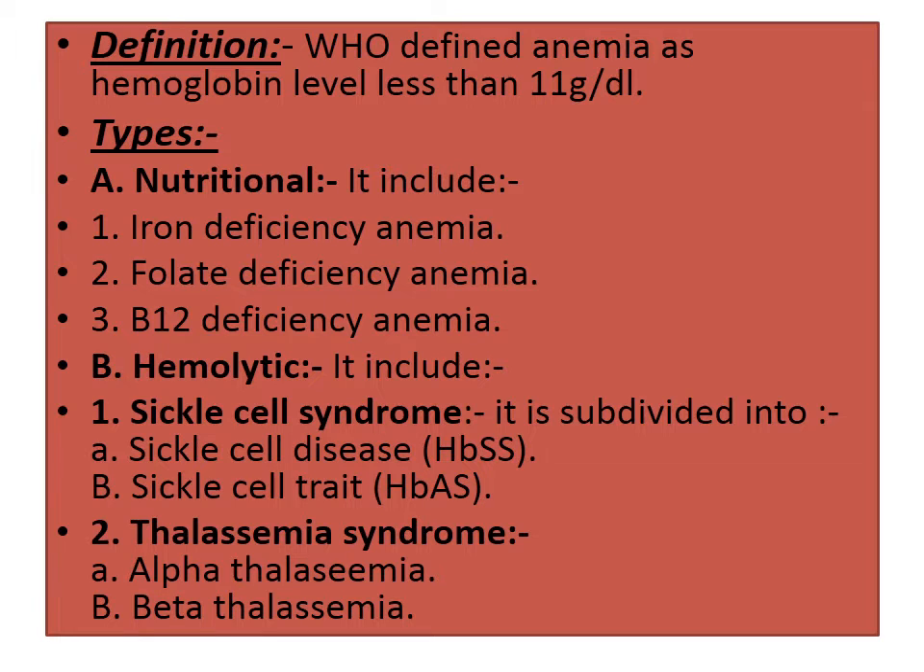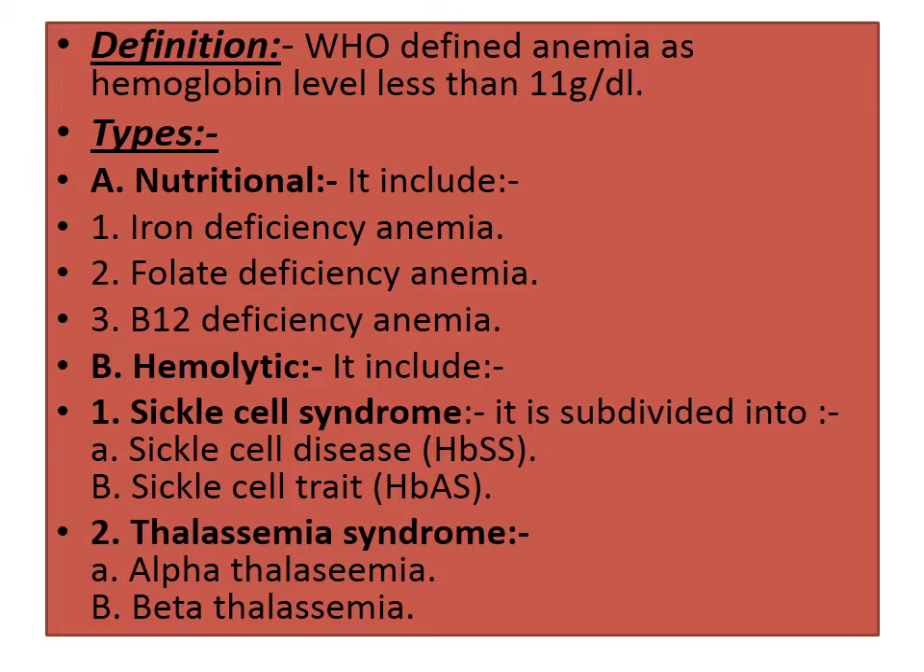The second type of anemia is the hemolytic type, which includes sickle cell syndrome. Such syndrome is subdivided into sickle cell disease, which is a homozygous inheritance of hemoglobin S from both mother and father, and sickle cell trait, which is a heterozygous inheritance of hemoglobin S from only one parent.